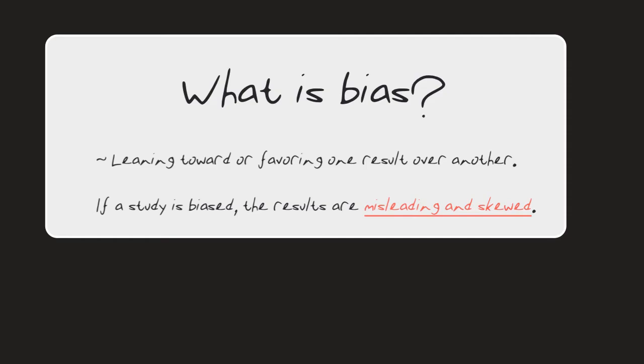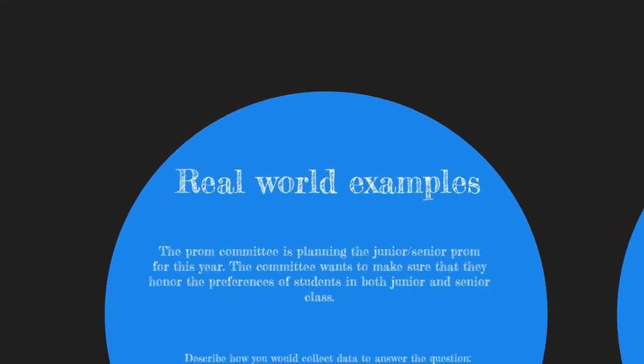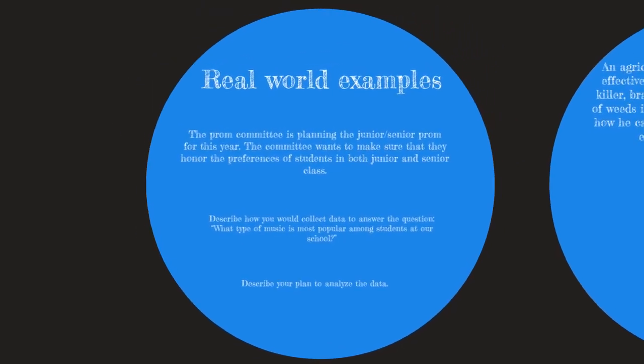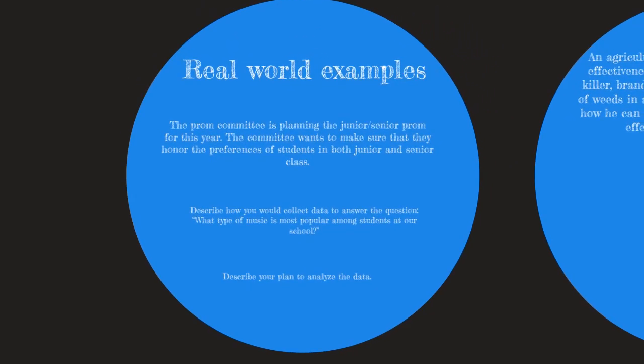So let's take a look at 2 real-world examples of collecting data, maybe interpreting some data, or figuring out what's the best way to actually collect the data samples that we need. So a prom committee is planning the junior-senior prom for this year, and the committee wants to make sure that they honor the preferences of both the juniors and the seniors because it's their prom.